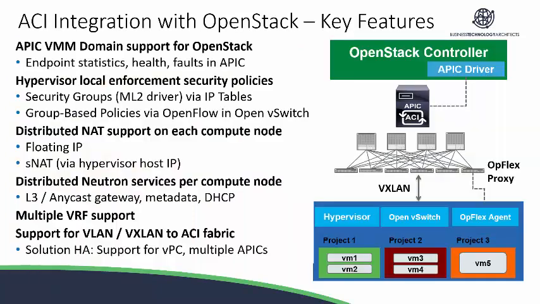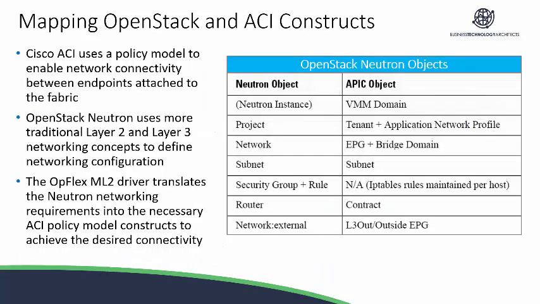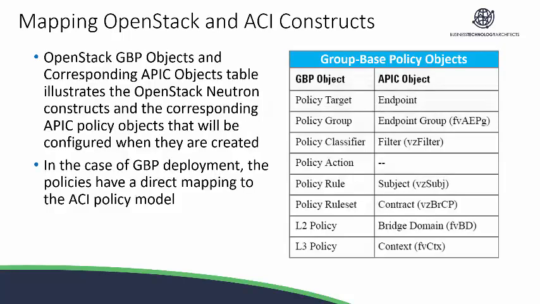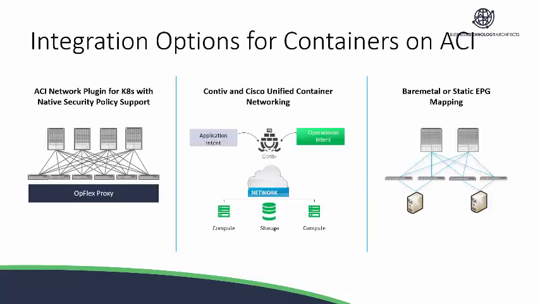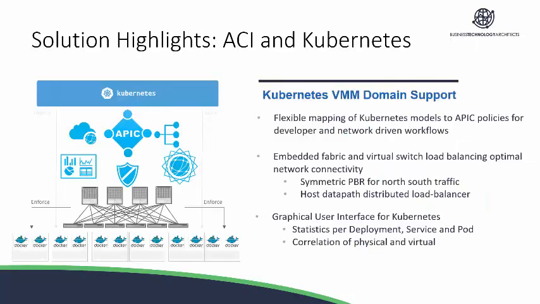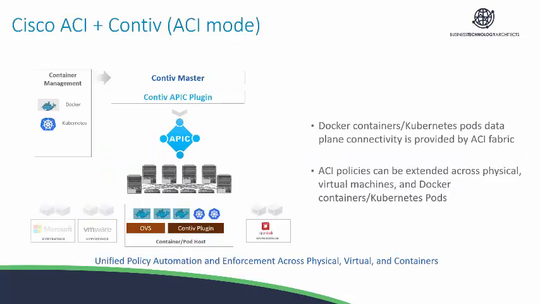And here's some key features of ACI integration with OpenStack. You can then map your OpenStack and ACI constructs, and also group policy objects. And ACI also provides support for containers as well for Kubernetes. Here's some Kubernetes VMM domain support. And Cisco ACI plus Contiv for Docker containers. So the Contiv master, Contiv APIC plugin.